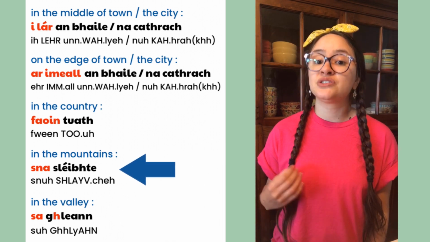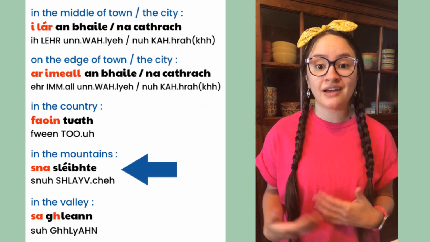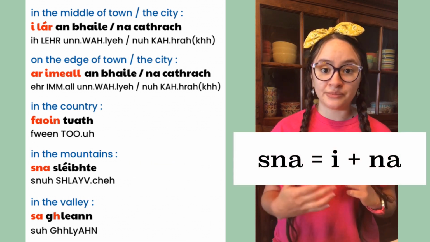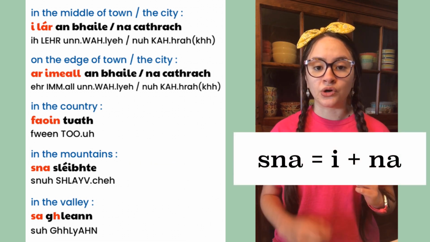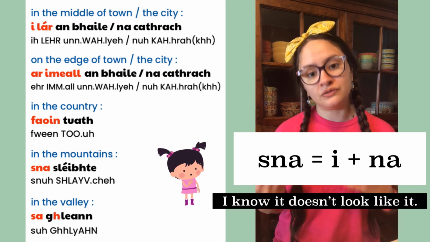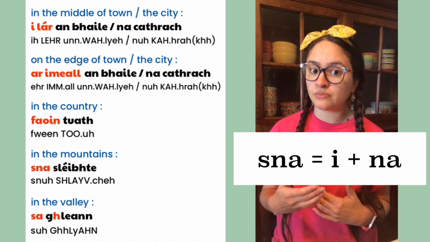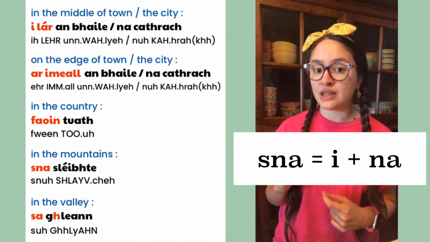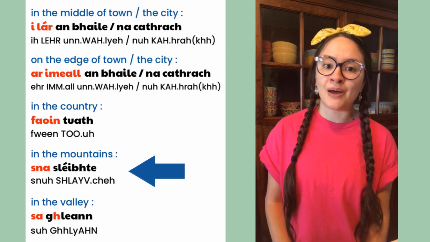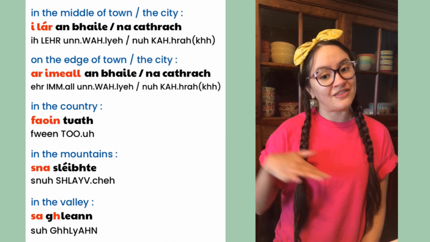Next up, you might live in the mountains. Snushlevche. Now, sna is a combo word, kind of like fuin was, and it's made up of I, the preposition for in, and the word n, which is the definite article, the plural version of the definite article the. We have to pick plural because mountains, Schlevche, is plural. Snushlevche, in the mountains.